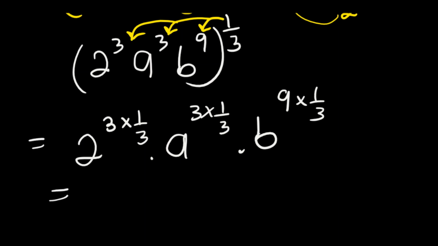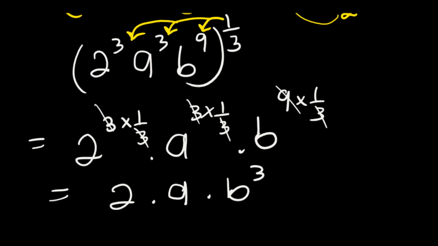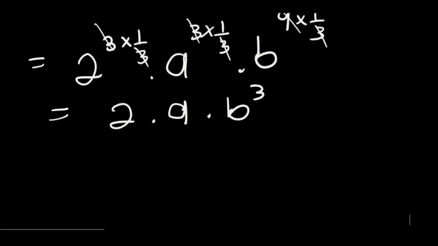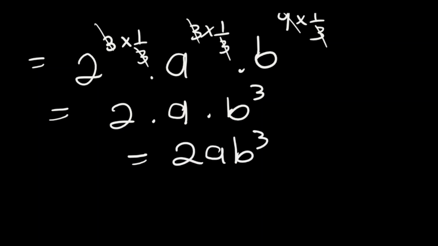And then from here, this 3 will divide out this 3, this 3 will divide out with this 3, and then this one here is going to be 3. So it's going to be 2 multiplied by a multiplied by b to the power of 3, right? So this is going to be your solution, which you can leave here or just write 2ab to the power of 3. This is the final answer to this problem here.